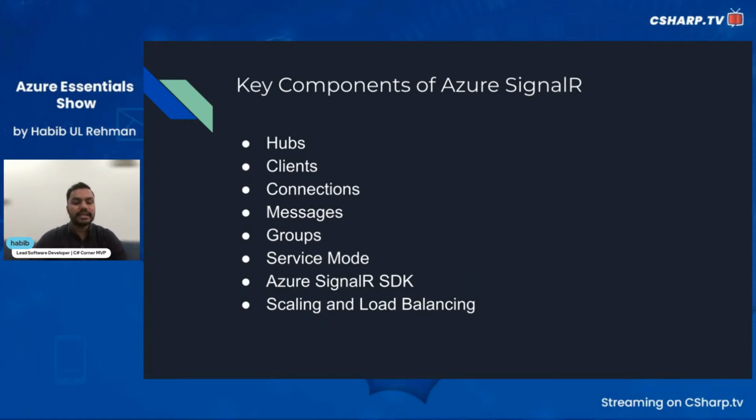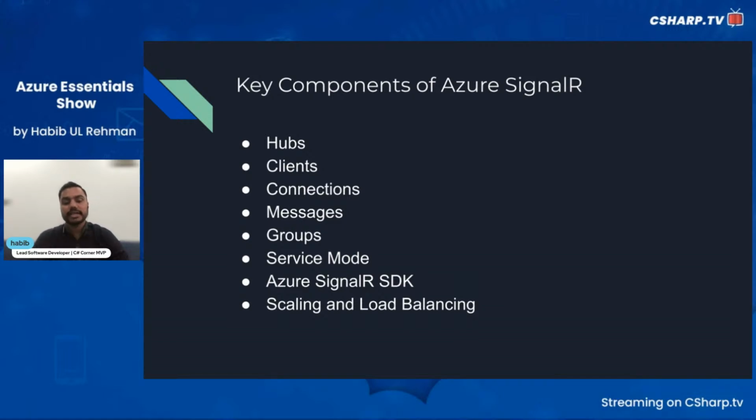And we have basically three main service modes. We have default mode, we have serverless mode, and we have a classic mode as well. Default mode basically requires a backend application, an ASP.NET Core app, to manage hubs and handle logic, which means if you are using an ASP.NET Core application for managing your hubs, then you have to select default mode for that purpose.